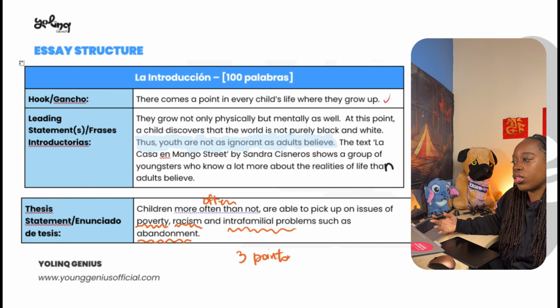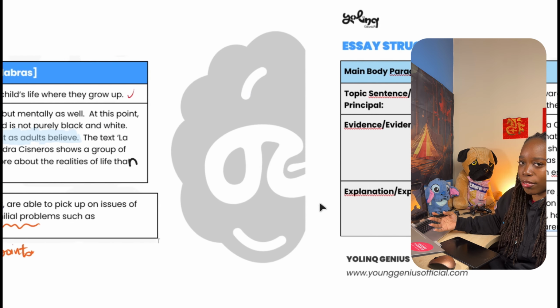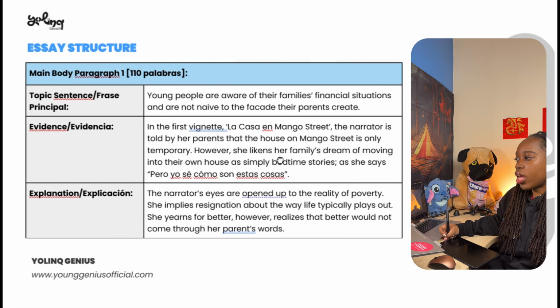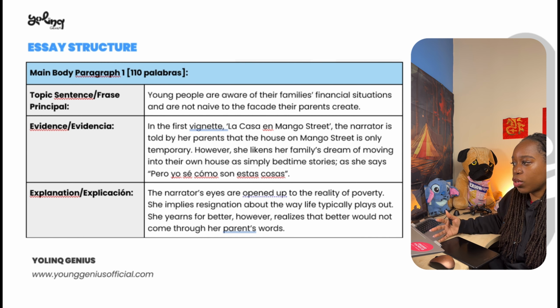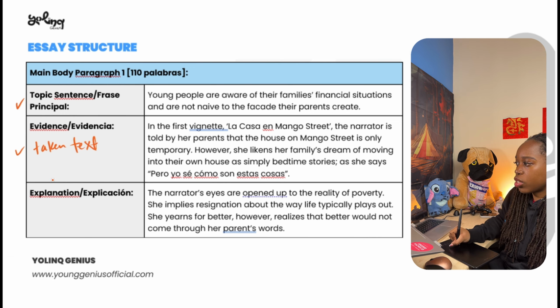Then you want to go into your body paragraphs, okay? Your body paragraphs, remember, 1 paragraph per point, right? So this body paragraph will only talk about poverty, right? Given your word limit, aim for about 110 words, right? 110 words, and you're using the same frame. So topic sentence, provide evidence, and this is often taken from the text, right? And this is where you'll cite in Spanish some quotes that will support your point.